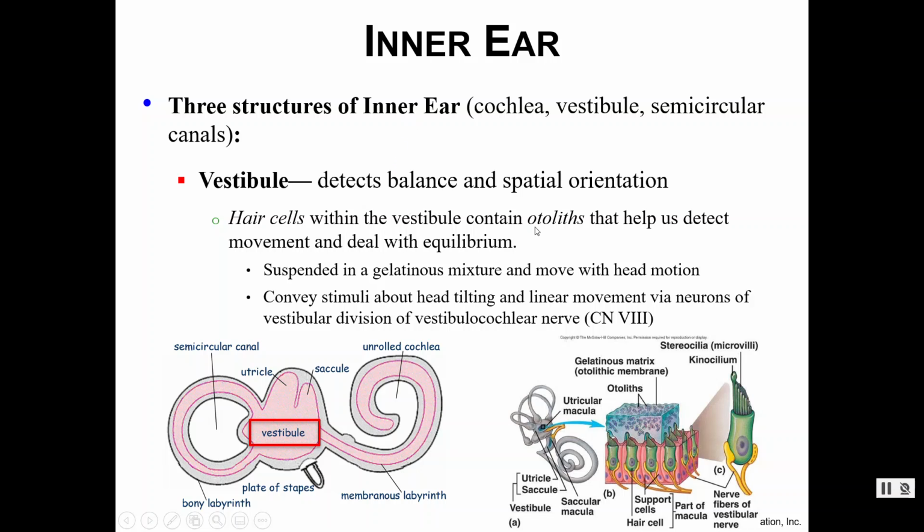Okay, these hair cells contain otoliths, which are basically little rocks almost. Lith usually means rock. Oto would be ears. These are basically little ear rocks. They help us detect movement. And again, this helps us deal with your equilibrium as well. So this gets kind of strange, but just stick with me, okay? These hair cells that have these little ear rocks, these otoliths, that's all suspended in a gelatinous mixture. So basically, jelly. Okay? I know.